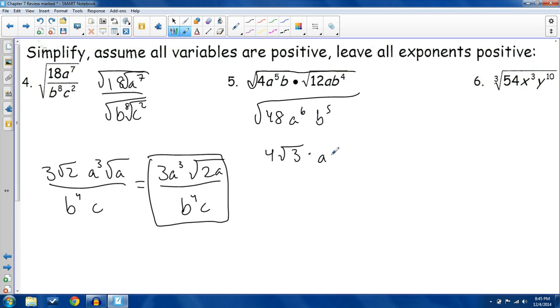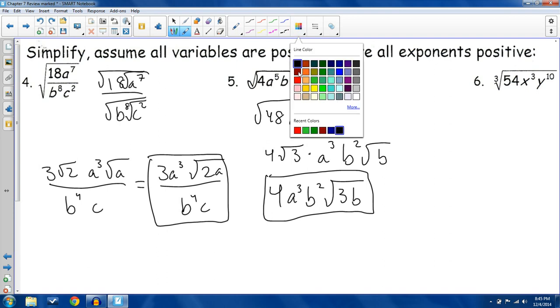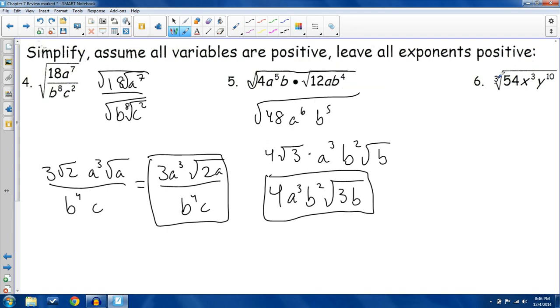6 divided by 2 is 3. 5 divided by 2 is 2 remainder 1. 4a cubed b squared root 3b. Notice how I join the rational values and I join the irrational values together. Let's use a different color for the sake of stuff. Okay, cube root. Let's just be careful with that.